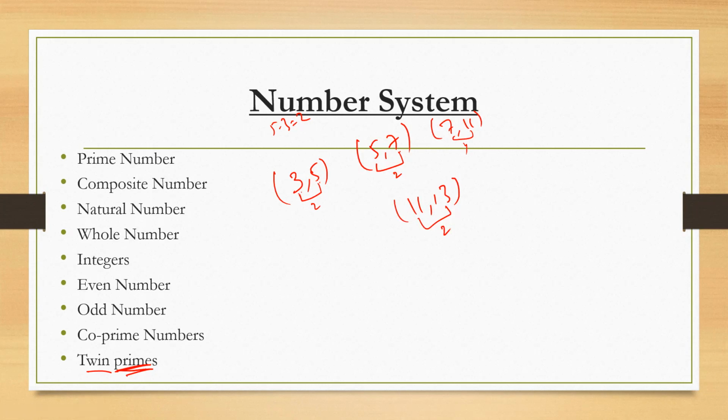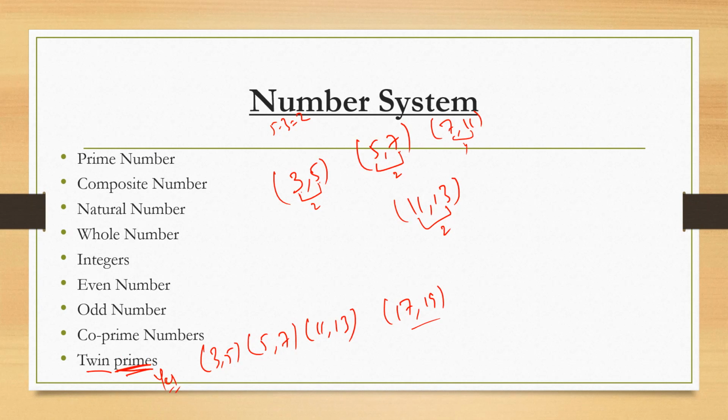So we are talking about twin prime numbers. That means we are talking about 3, 5, 5, 7, 11, 13, and so on, 17, 19. So these are twin prime numbers. Now is it necessary that they have to be prime numbers? Yes. They have to be prime numbers and the difference has to be 2. Fine.